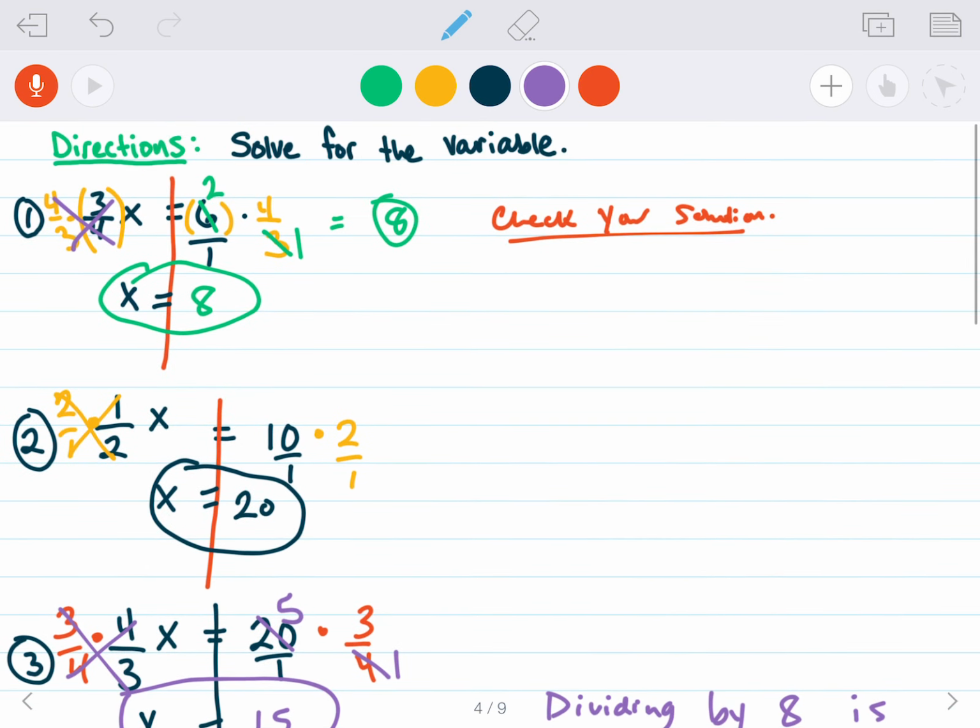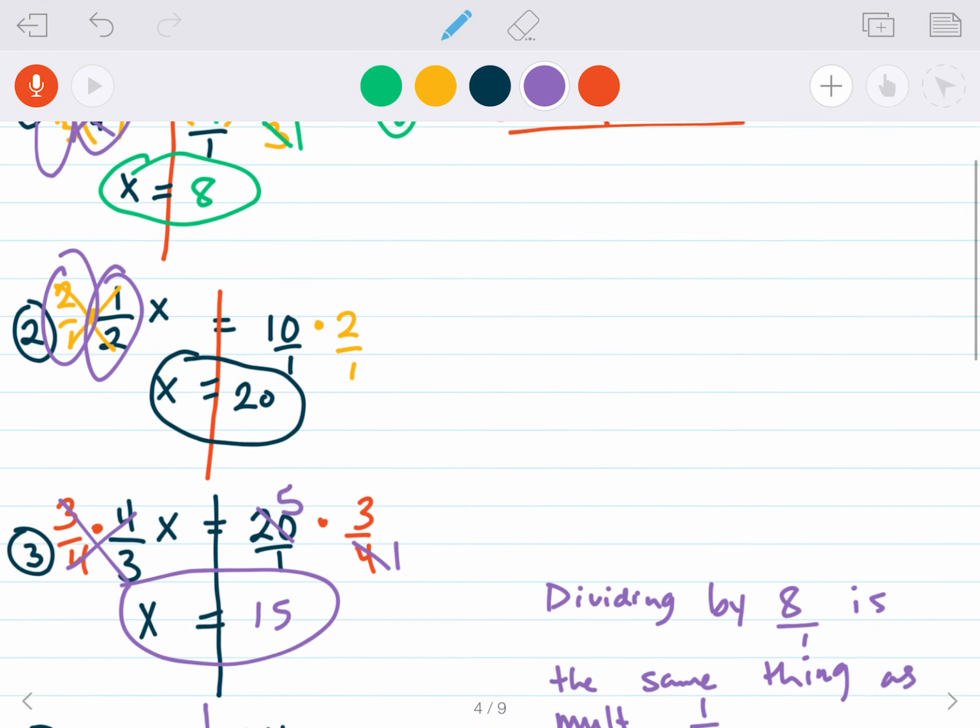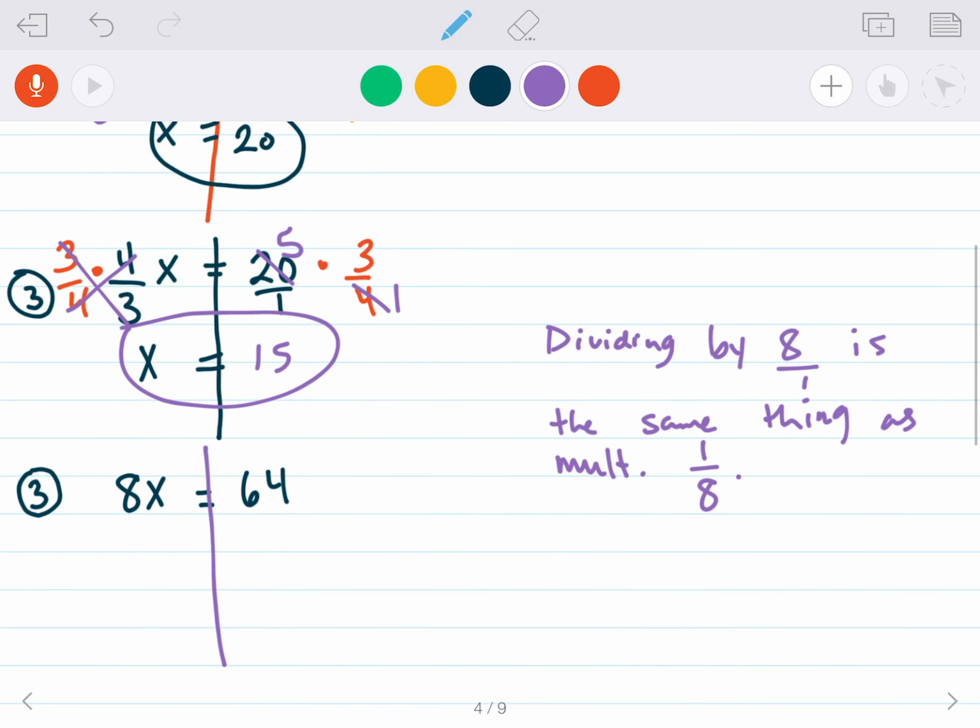Just like dividing by 1/2 is the same thing as multiplying by 2/1. Just like dividing by 3/4 is the same thing as multiplying by 4/3. Dividing by 8 is the same thing as multiplying by 1 over 8. So just see that it works out the same, right? Because on the left side, 1 over 8 times 8. Well, 8 is 8 over 1. That all clears to 1x.